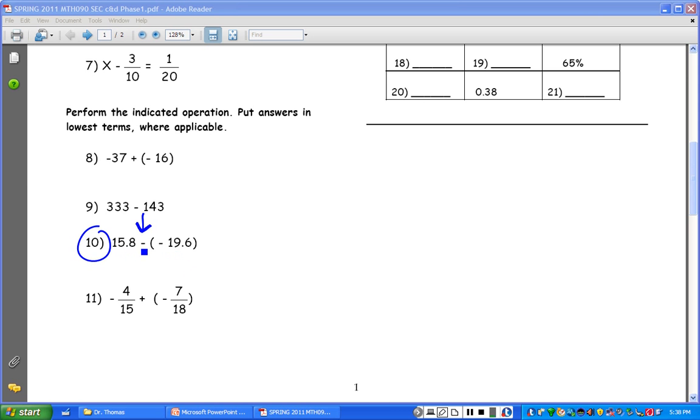Whenever you have a minus sign, you're going to keep change flip. So let's change this minus sign to a plus sign, and we flip this sign. It's originally negative, we're going to make it positive. So what does it end up being? It ends up being 15.8 plus 19.6.